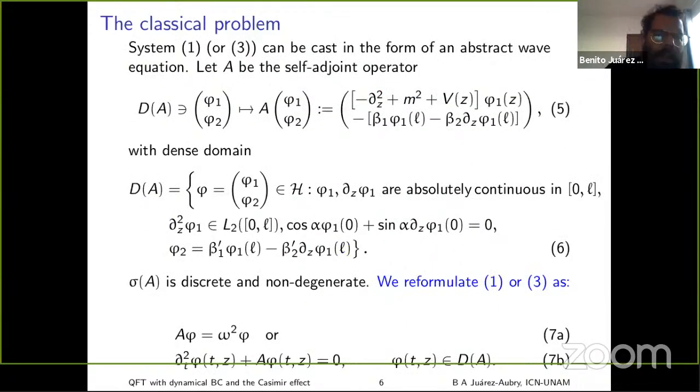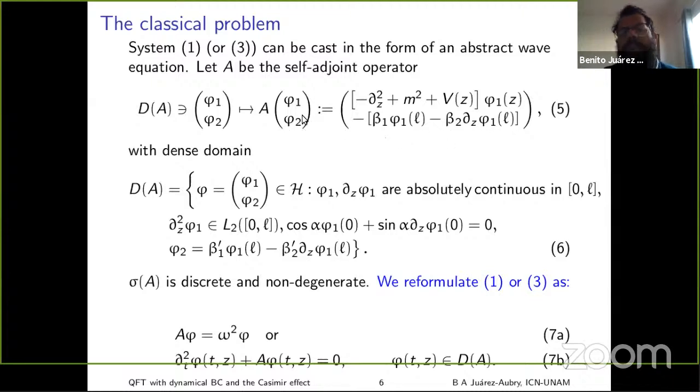From the classical point of view, we can solve this by casting the problem in the form of an abstract wave equation. Once we have done that, we know how to solve a wave equation, and we are very happy. So we introduce an operator A, which is self-adjoint. I'm going to say a little bit about the domain of this operator, and why it is the correct operator to introduce. The way you define it is the following: you take a Hilbert space element in the domain of the operator, and this is how it acts. It acts with this kind of elliptic operator on the first component, and on the second component, it takes the first component and sends it to the boundary and acts with a linear combination of the bulk field and its normal derivative at the boundary. So this is what it does.